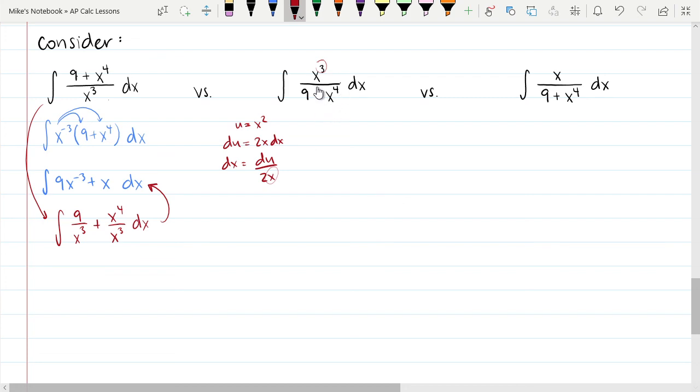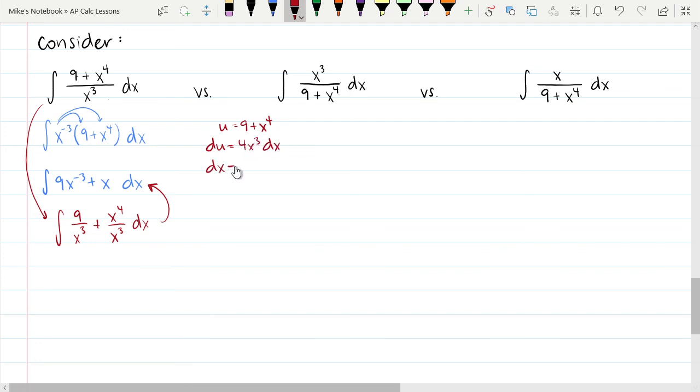So this is a situation where what I would want you to notice is that the power in the denominator is only 1 degree larger than the power in the numerator. If that's the case, I would want you to recognize that most likely your u should be that denominator. Because remember, if that's your u, then your du is going to drop by 1 degree, and it's going to become 4x cubed dx.